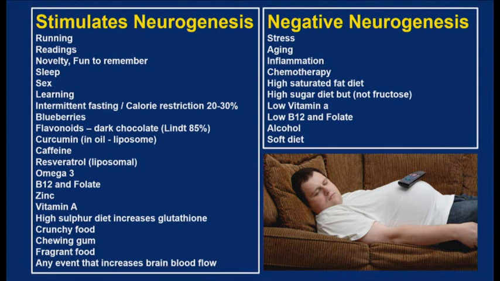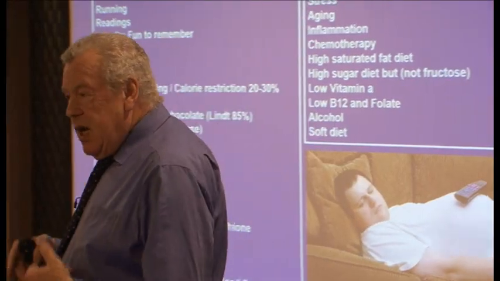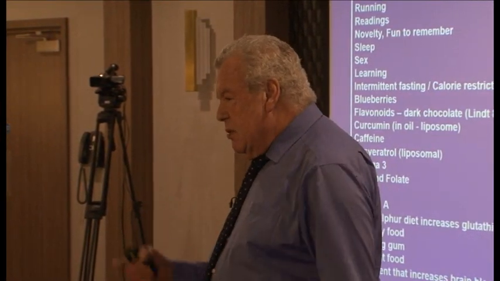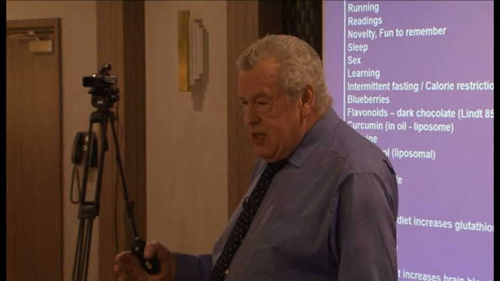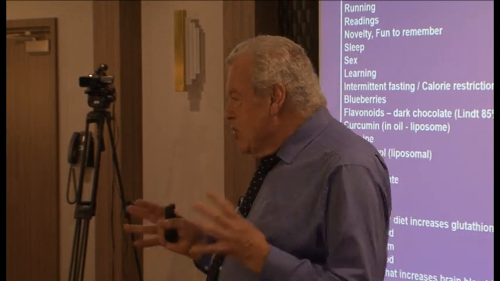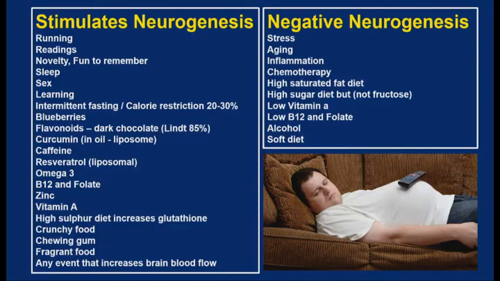So, negative neurogenesis. Stress. Any periods of prolonged stress are going to be negative to neurogenesis. Whenever I've had stress in my life, I can't think. It just stops you from thinking and making sensible decisions. You want to make a decision, but you can't do it, and it's very, very difficult. So stress has a profound effect on neurogenesis.